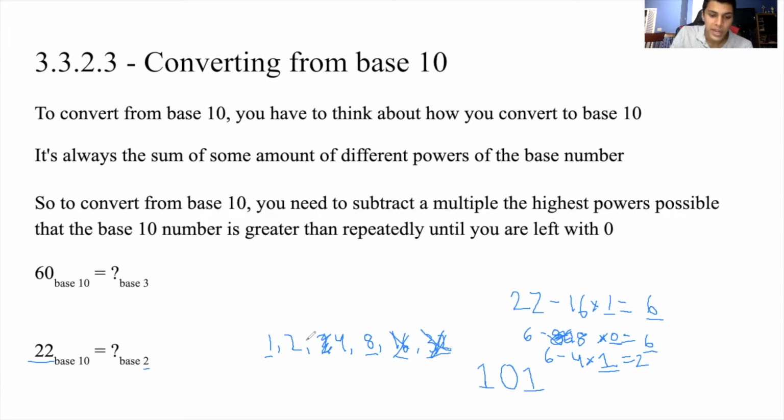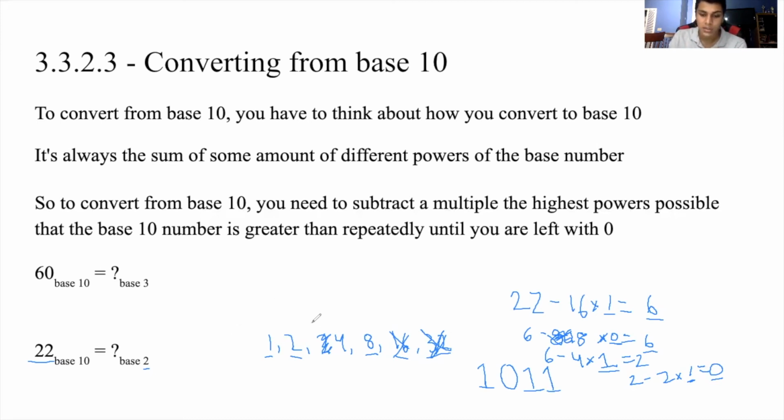Now we go to our next highest power of 2, which is 2. How many times does 2 go into 2? Well, that one's really simple. It's just once. 2 minus 2 times 1 equals 0. And since 2 goes into 2 one time, our next base 2 digit will be 1. All right, and then we have to keep going. Even though we have 0 left, we have to keep going until we get to the ones place.